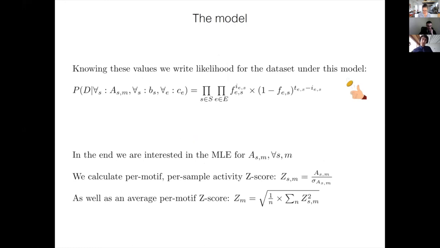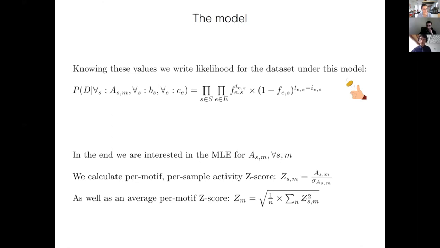Having that model and knowing the values which I quantified, we can write a likelihood for the whole data set from RNA-seq data under such a model. Conceptually, it's very easy. It's just a consecutive series of coin tosses, where you can have an exon inclusion or exclusion, a success or failure. So we have this model, and we optimize it by an EM algorithm.